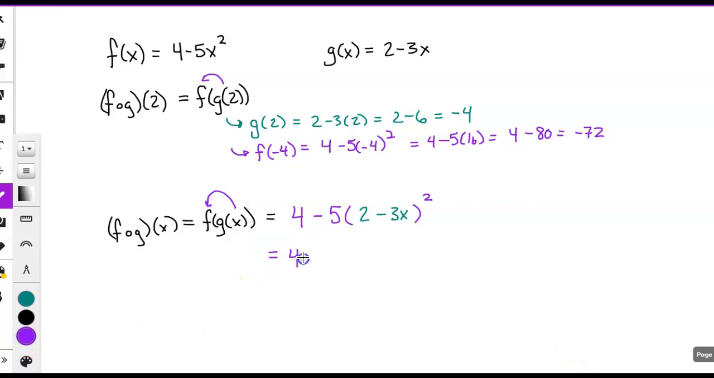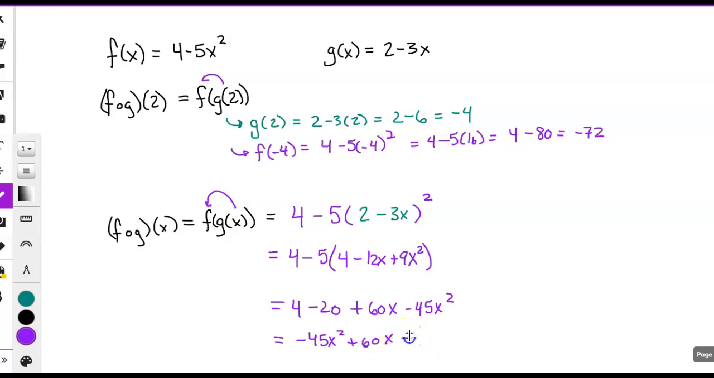So this would be 4 minus 5 times. If you FOIL this, you get 4 minus, so you would get minus 6x, which is negative 12x. And then 3x times 3x would be 9x squared. So you get 4 minus 20 plus 60x minus 45x squared. And I'm just going to clean this up. So negative 45x squared plus 60x minus 16.